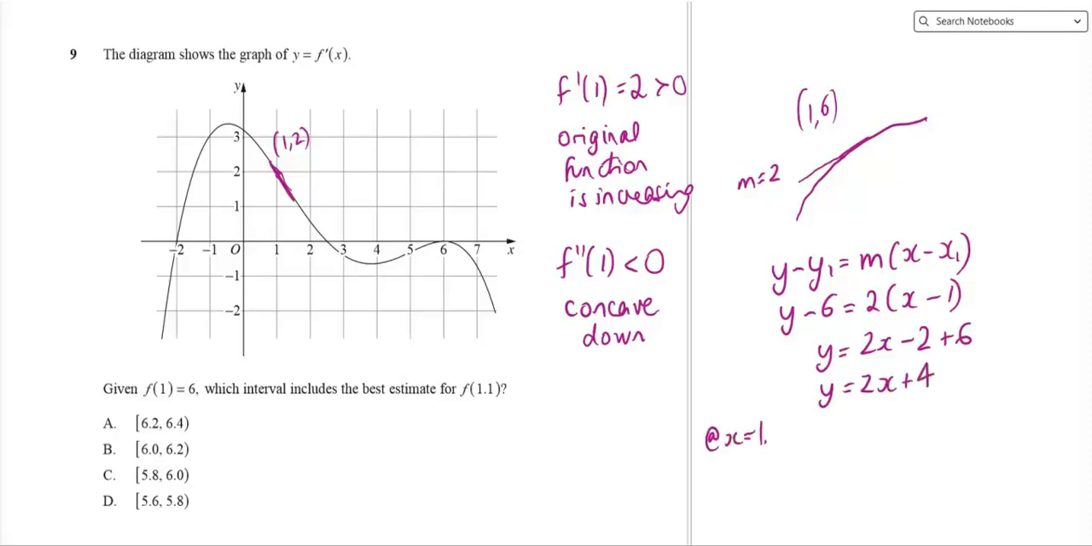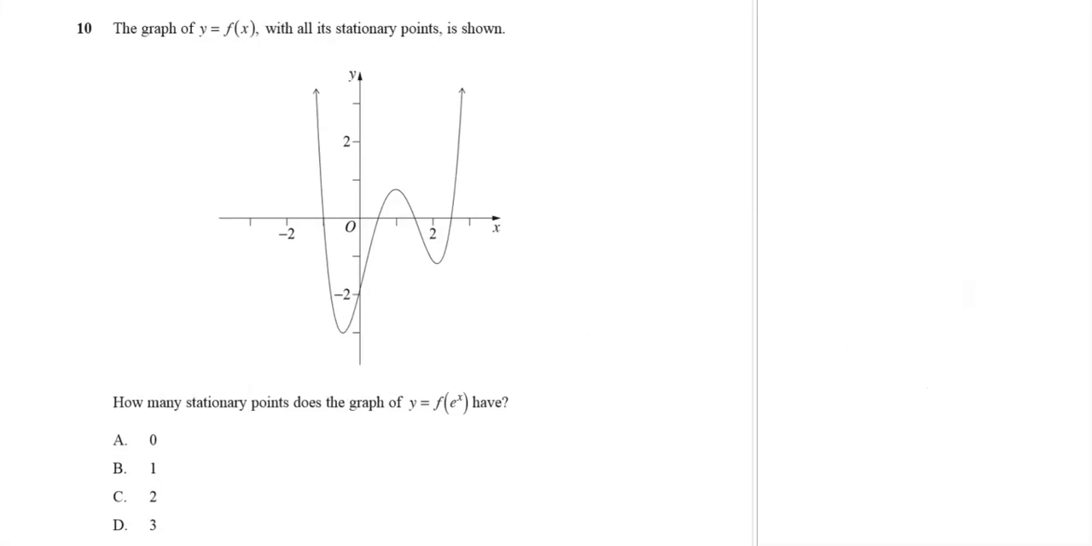So at x equals 1.1, this goes through y equals 6.2. And we know that that line is a little bit above the curve, so the point 6.2 is not included. The answer is B. Question 10. The graph of y equals f of x with all its stationary points is shown. How many stationary points does the graph of y equals f of e to the x have?